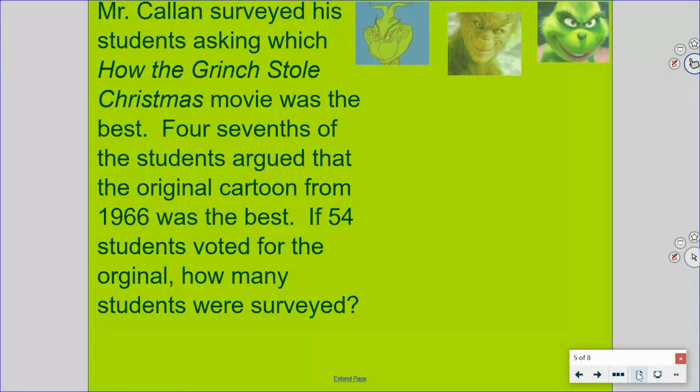Now, the first thing we're going to do, ladies and gents, is just examine the problem and kind of try to retell the problem without using numbers if at all possible. All right, so we're talking about a movie, How the Grinch Stole Christmas, classic Dr. Seuss thing. We know a part of students said they liked the original the best. And the question is asking, if we know that part, what was the total number of students that were surveyed? Now, that's important as we get into the problem.